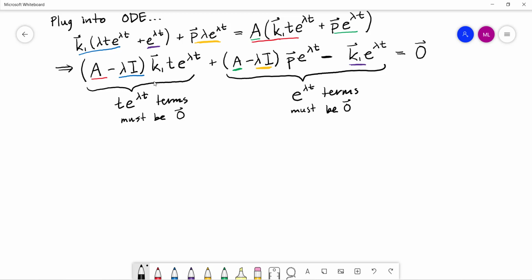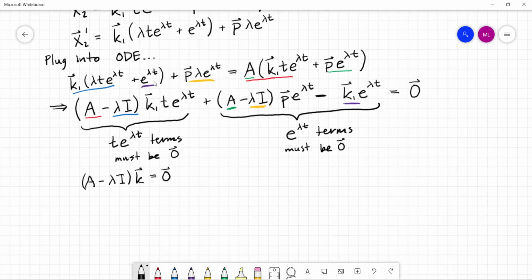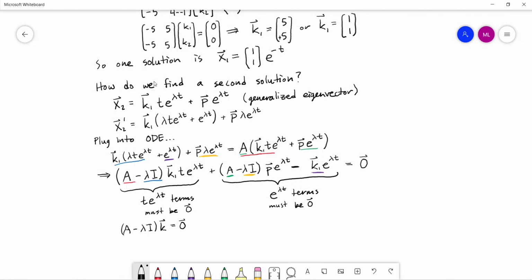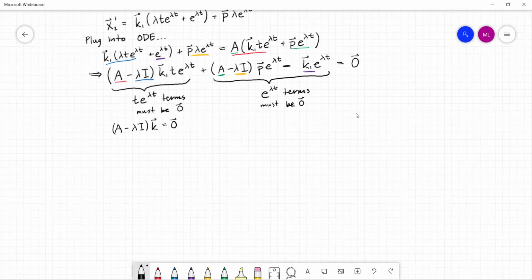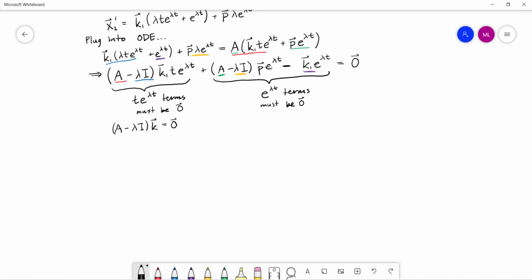One of them is that A minus lambda I times our eigenvector k has to be equal to 0, but we already knew that. That was kind of by design. That's when we solved for this k right here. That's exactly what we were doing there. But the second equation over here, if you factor the e to the lambda t out, is saying that A minus lambda I times that p vector, this new vector p that we don't know anything about yet, minus k has to be equal to 0. So another way of saying that is that A minus lambda I times p has to be equal to k.